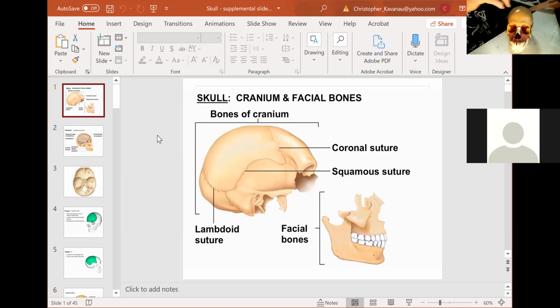Let me get my keyboard a little bit closer. All right, so obviously we have a skull model here, and we're going to be looking first at the bones of the cranium. So the cranium houses the brain. So we have this protective covering for the brain. The brain is obviously an extremely delicate and vital organ, so it's well protected. And then we have the facial bones that make up the bones of the face. So we're going to be starting with the cranial bones first.